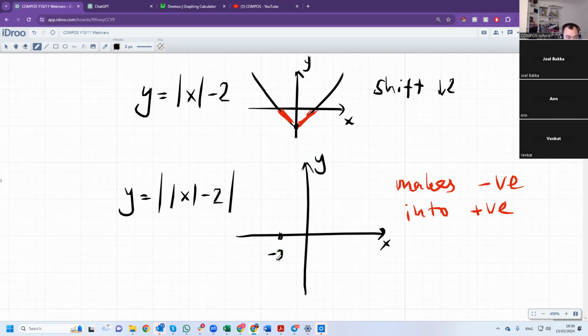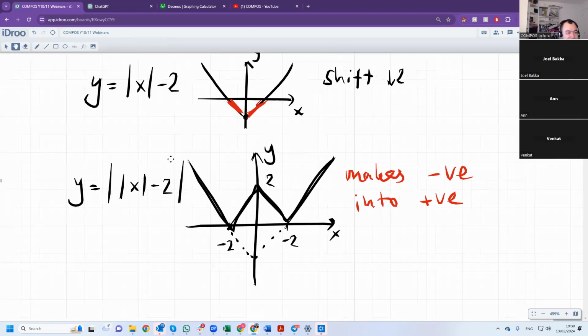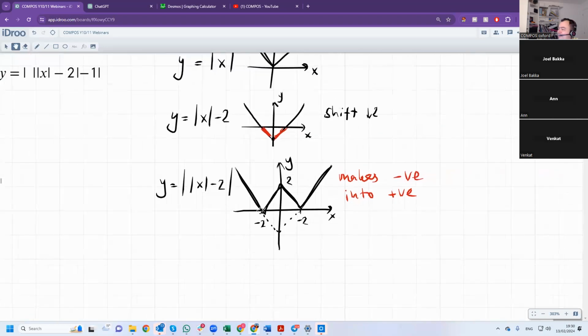So this is minus 2. It used to be like this, but as I said, we make negative things positive, so it goes like this. And the positive remains positive. So now the graph looks like this. So it's quite cool. This is 2. Do you understand the transformation? Do you understand what it does? It just flips it. It makes it positive. It's just like magic. So the modulus.